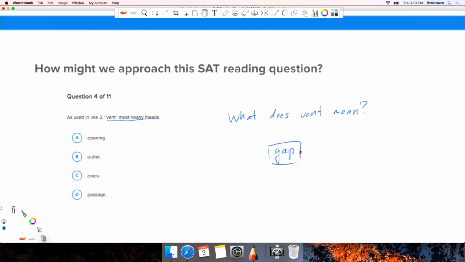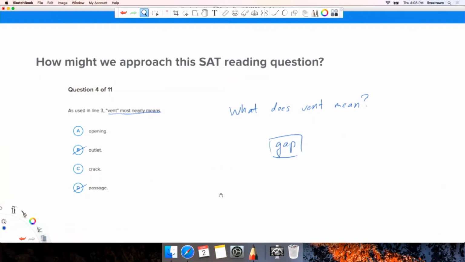And at that point, with gap in mind, it's a bit easier to eliminate some of the answer choices that don't match and narrow it down to the ones that do. So for example, gap doesn't fit passage as well, doesn't fit outlet as well, and then I'm down to opening and crack. And then in the real SAT, I would go into the reading passage, gather some context clues, and see what I'm finding there. So that's an example of how this rephrase and predict strategy looks for a standalone sample problem.